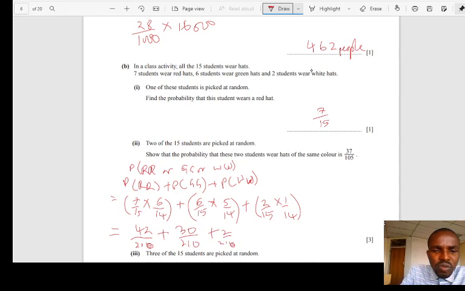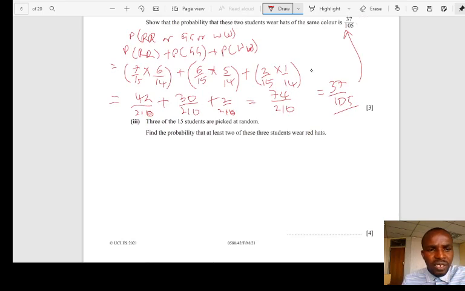Then you just add the numerators. Then it will be 42 plus 30 plus 2. You get 74 over 210. Then 74 over 210, you get 37 over 105. So which is called 37 over 105. So which is this one shown.